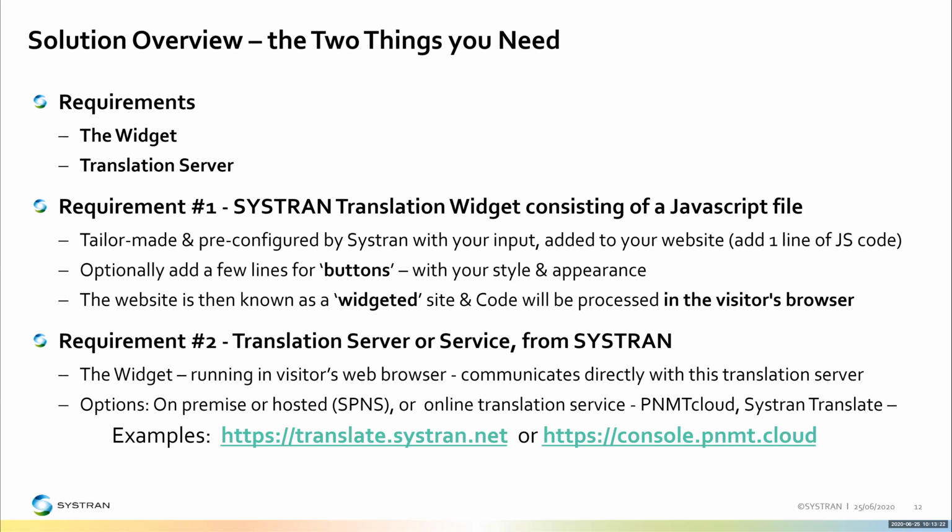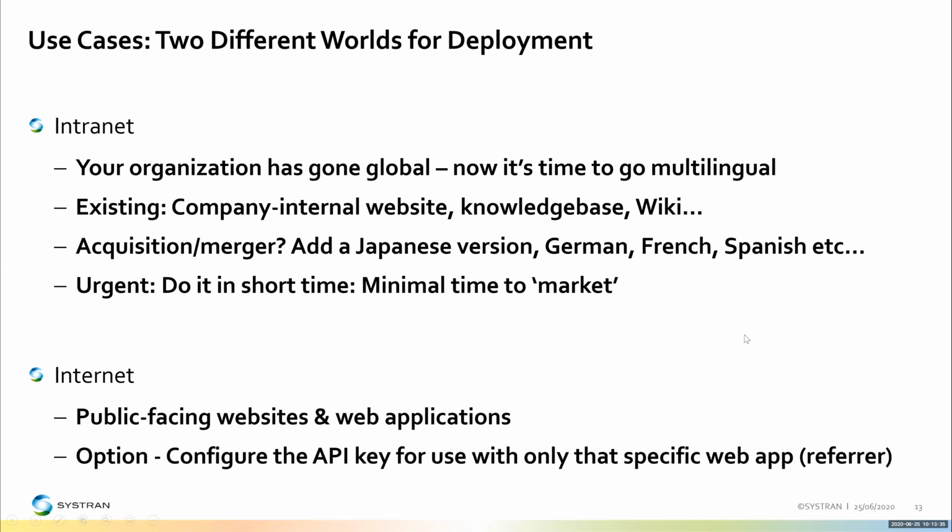The SPNS, Systran Pure Neural Server, is typically something you can host behind the firewall on premise, and have even more control in terms of how you customize it or what else you use it for, right? It may not necessarily be just for translating your website. There are also two different worlds to consider, right? The deployment, that website might be an internal wiki, a knowledge base, your organization, that's the intranet versus the internet scenario, right?